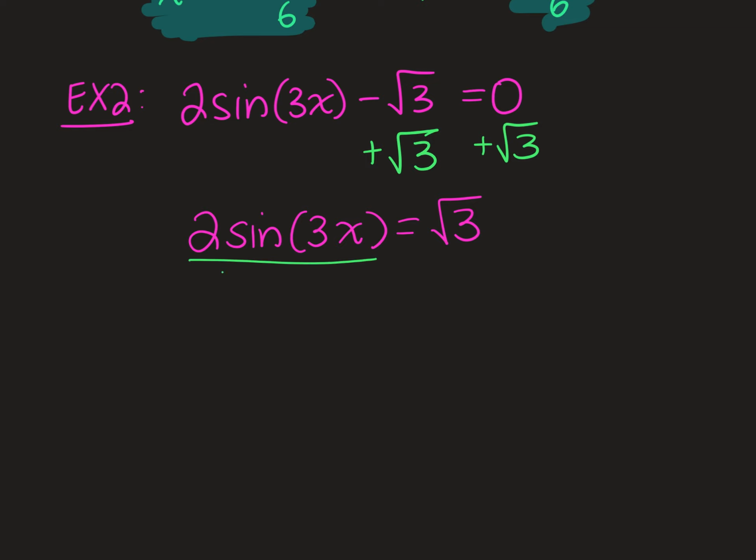I'm going to divide by 2 because that's the number that sine is being multiplied by, not the number that x is being multiplied by. Okay? So we want to get rid of that number in front of sine. We'll take care of the number in front of x in a little bit.